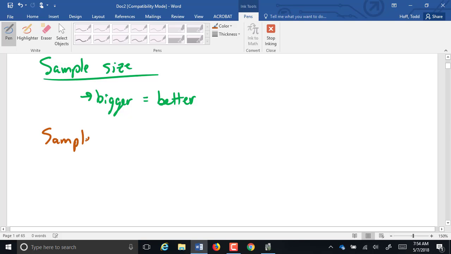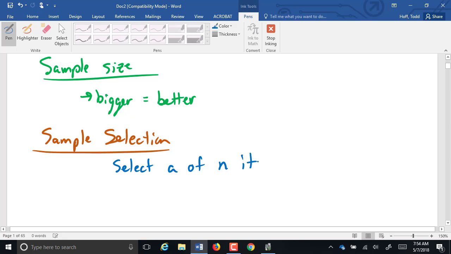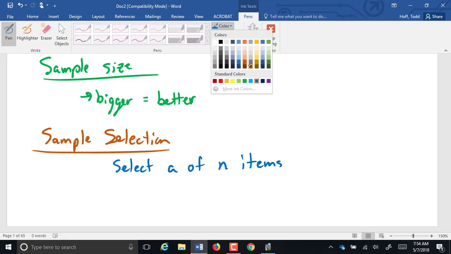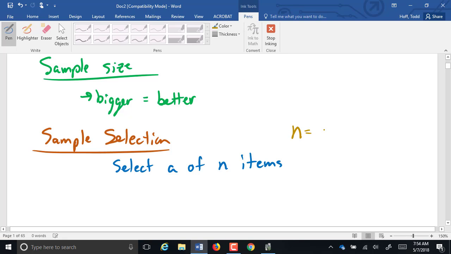The big one is sample selection. Let's say we want to select a group of n items. N is the abbreviation we use for the sample size, the number of items in a sample. So let's say n equals, we're going to choose 20 parts during an 8-hour shift. So n would equal 20. Does that make sense?